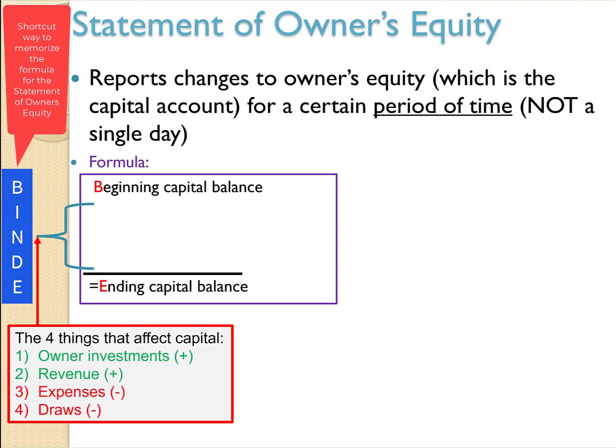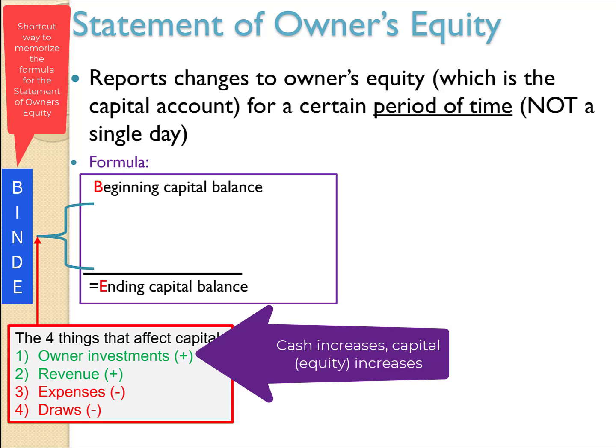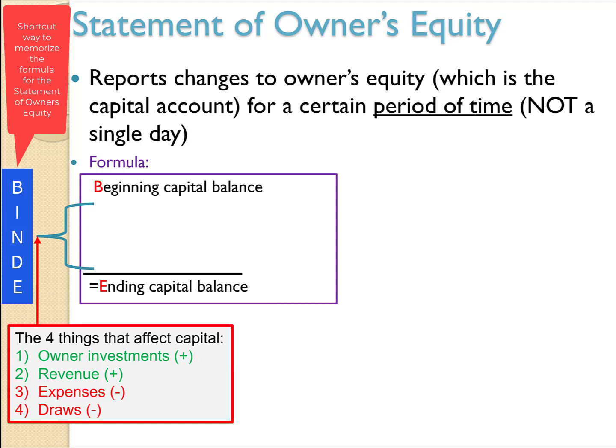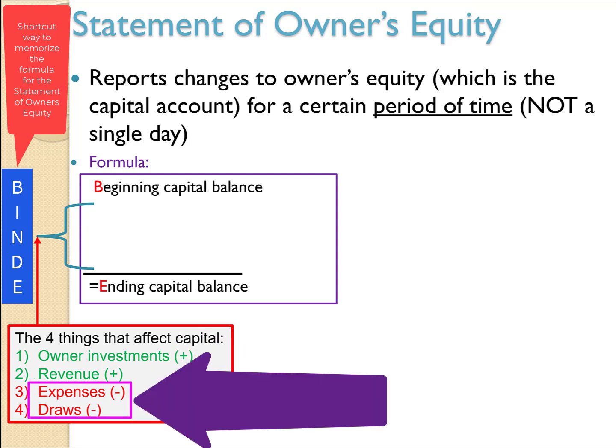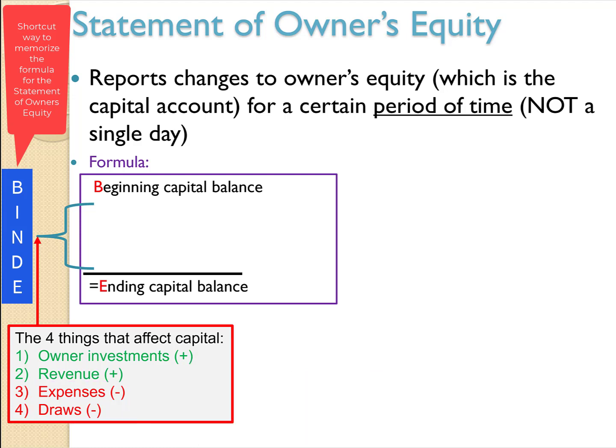So remember, the four things that affect capital. One, owner investments. So an example of an owner investment is the owner starts a business and puts his or her personal cash into the company's checking account, also called the cash account. So cash would increase and capital would increase. That's why I have a plus here, because owner investments increase the capital, also called equity. And we also learned that selling things, which is revenue, also increases equity. And the two things that decrease equity, also called capital, are expenses and draws.